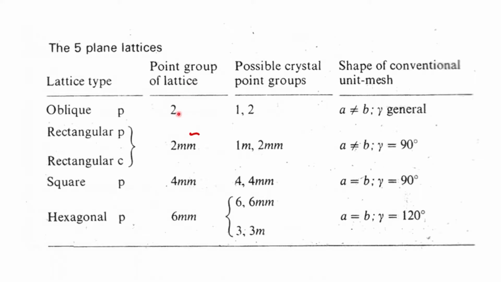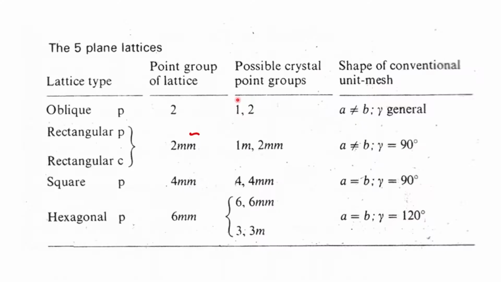But when you come to the case of a crystal, it depends upon what kind of an object is sitting inside this oblique axis. If there is a material which is now containing an object, let us say a molecule, and that molecule has no twofold symmetry, it can still go into an oblique P lattice with a value of 1. So, the possible crystal point groups are 1 and 2. Both 1 and 2 are possible in an oblique P situation, where A is not equal to B and gamma is a general value other than 90 degrees.